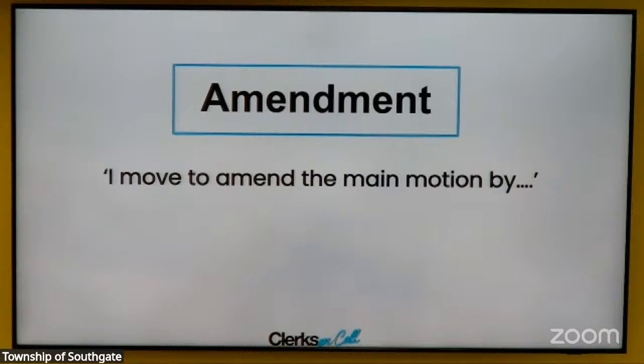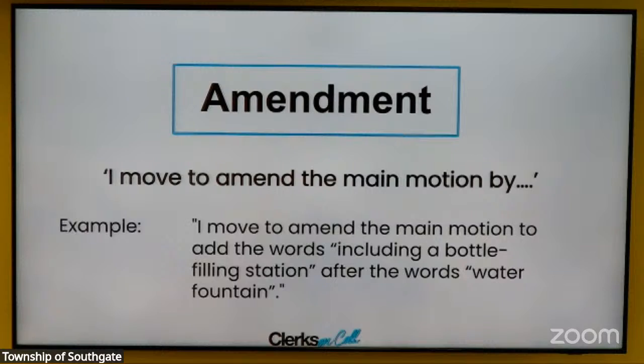So now let's look at what an amendment would be. To start, you would say, I move to amend the main motion by, and again, carrying on with our example motion about installing a water fountain in the community park, let's say that another council member wants to change that motion to specify that the water fountain also include a bottle filling station. So in this case, the amendment would be, I move to amend the main motion to add, that's one of the options to be able to amend a motion, to add the words, including a bottle filling station after the words water fountain. So this amendment then would modify the original main motion by adding a specific feature to the water fountain.